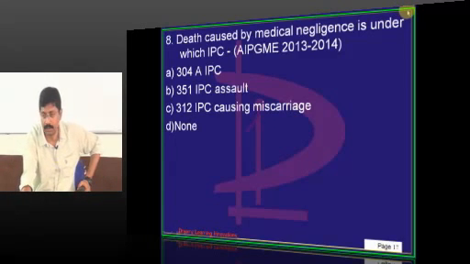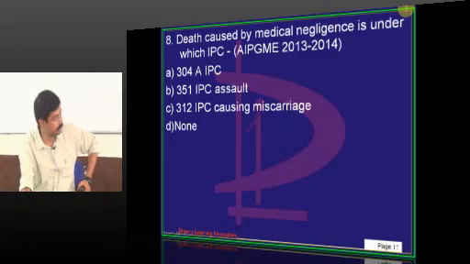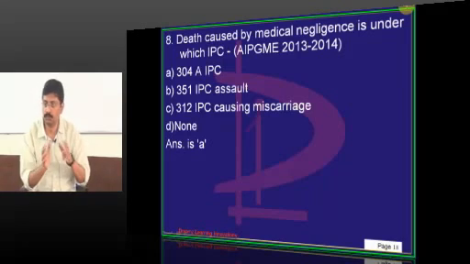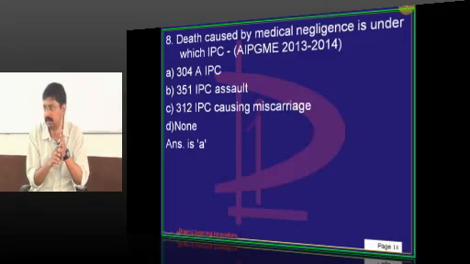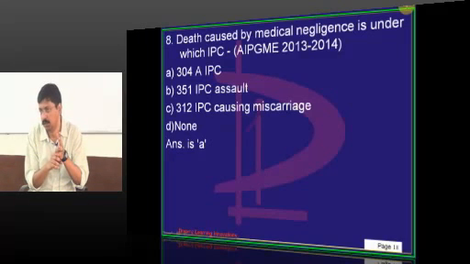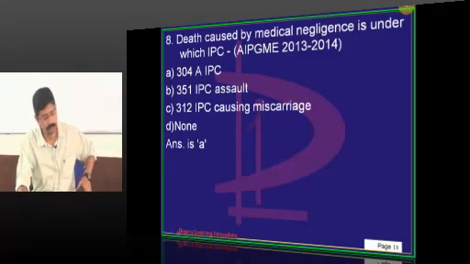And 312 is again causing miscarriage. 312 to 315 are again important because they are related to abortion, okay. They are related to criminal abortion, miscarriage. So now you know, 300 is murder, 302 is punishment for murder, okay. 304 is culpable homicide not amounting to murder. 304A is rash and negligent death. 304B is dowry death, okay. And 312 to 315 are related to abortion. 319 is hurt. 320 is grievous hurt, okay.